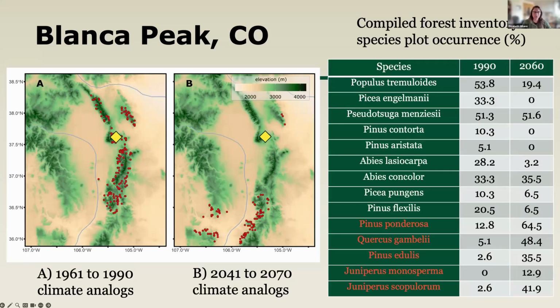So the first column here is the species occurrence for our contemporary climate analogs, and the second column is the species plot occurrence for our future climate analogs. And what we find in the first column is that there's a high preponderance of aspen, spruce, and fir, whereas by mid-century, our analogs have transitioned more to juniper, oak, and pinyon, which are these species highlighted in orange down here at the bottom.